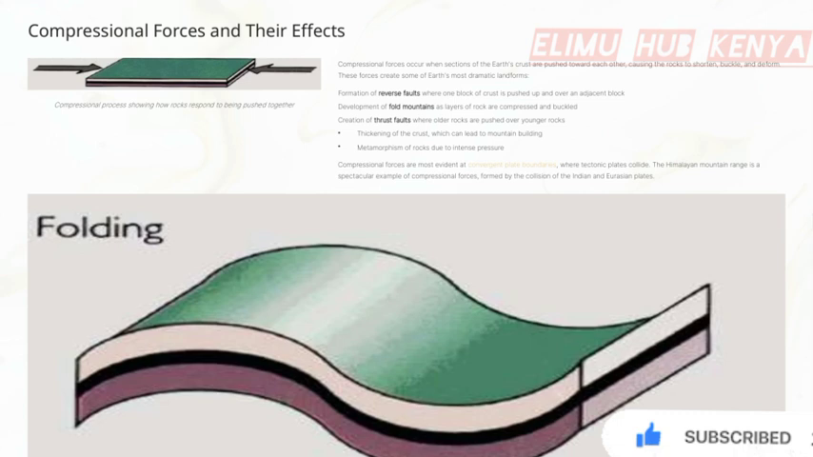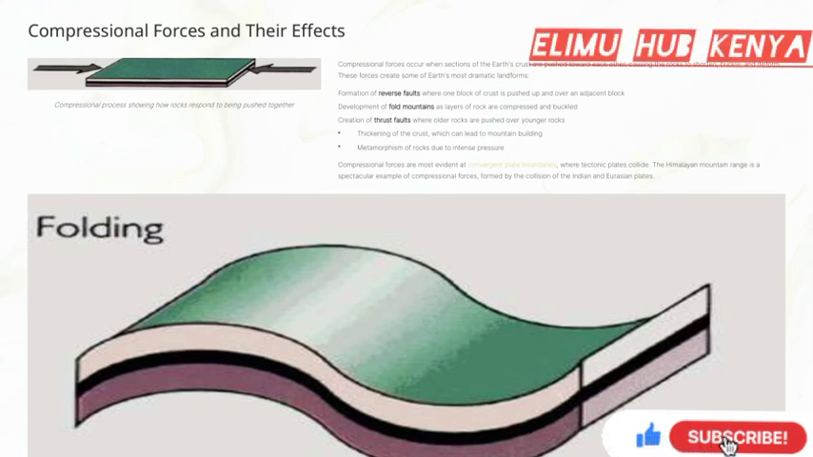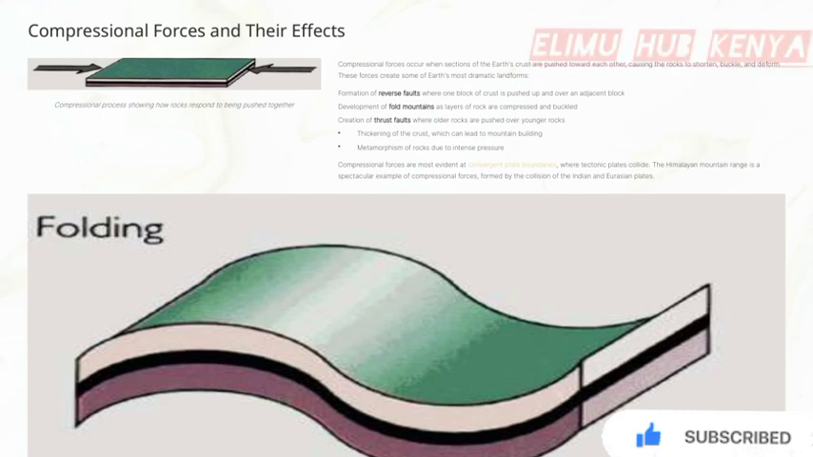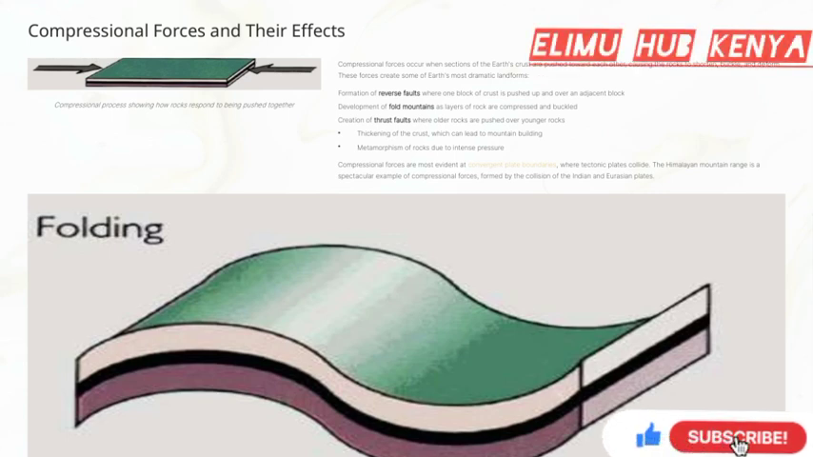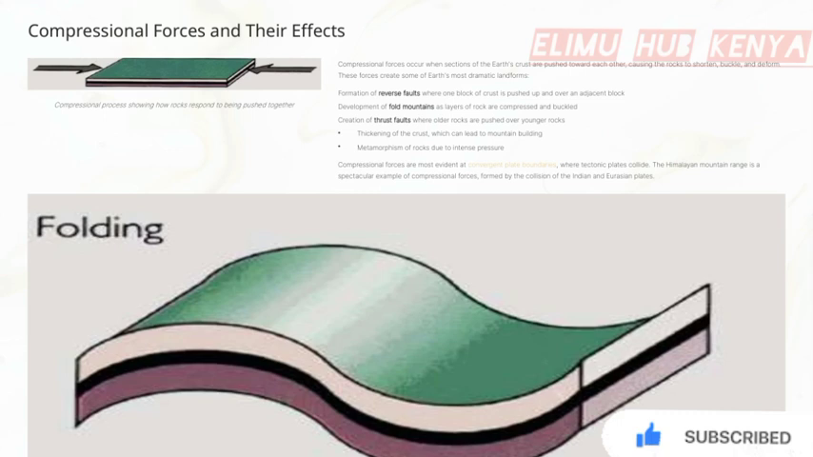These forces can also cause thrust faults, where older rocks are pushed over younger rocks, often creating impressive structural features. Another key effect is crustal thickening, which is a major factor in mountain building. The intense pressure can even lead to metamorphism, transforming rocks chemically and physically due to the extreme conditions. Most of these signals of compressional forces are found at convergent plate boundaries, places where tectonic plates collide.